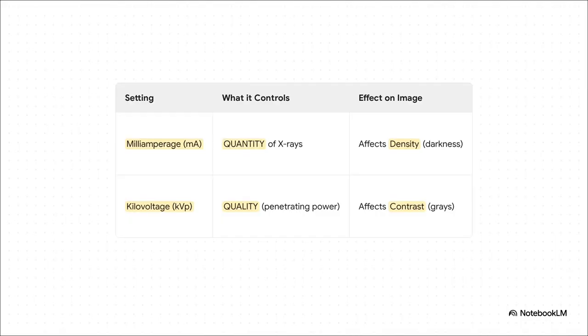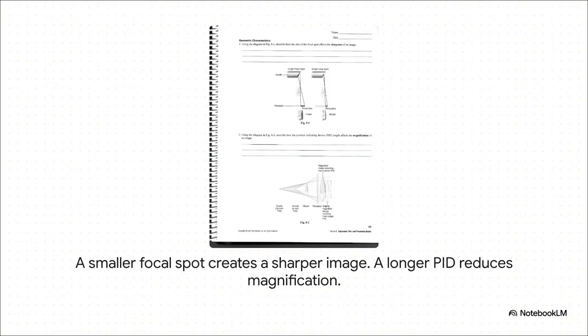And this is how they do it. There are basically two main dials they can turn. First is milliamperage, or mA. Think of this as the quantity of X-rays. The more mA, the more photons you're shooting, and the darker the overall picture gets. The other dial is kilovoltage, or kVp. This one controls the quality, how much penetrating power each photon has. Cranking up the kVp gives you more shades of gray in the image, which is perfect for spotting subtle things like early gum disease.